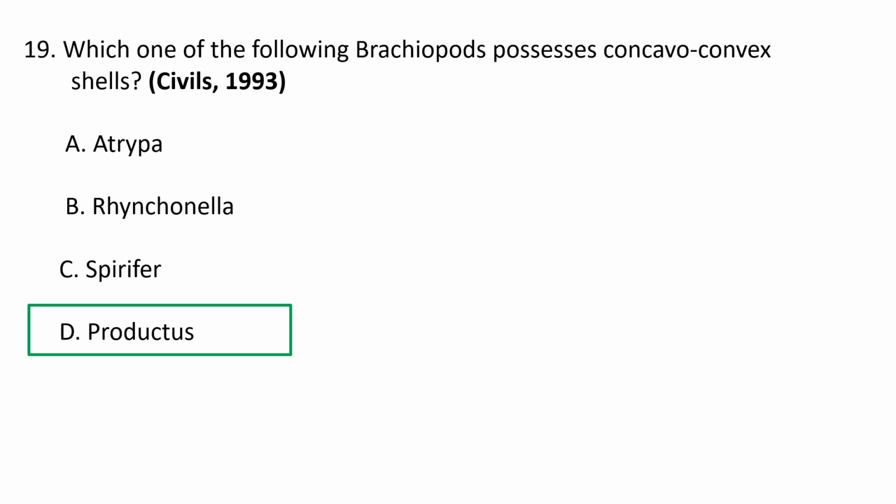The Productus were an extremely successful and diverse group of brachiopods, dominating late Paleozoic marine ecosystems. They are characterized by concavo-convex shells accompanied by development of spines, either along the posterior margin or distributed more or less abundantly over other parts of the shell surface. So Productus possesses a concavo-convex shell. D is the correct answer.